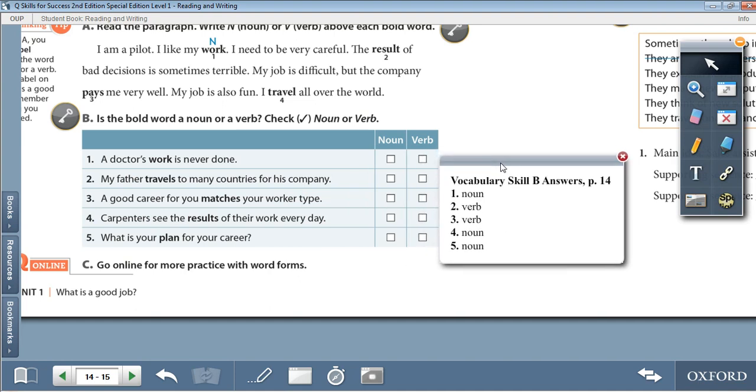As you can see, a doctor's work is never done. This is a noun. Work here is a noun. 2. My father travels to many countries for his company. Travels is a verb. 3. A good career for you matches your worker type. Matches here is a verb. 4. Carpenters see the results of their work every day. Results is a noun. 5. What is your plan for your career? Plan is a noun.